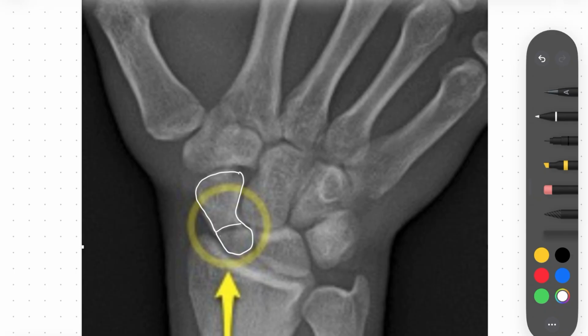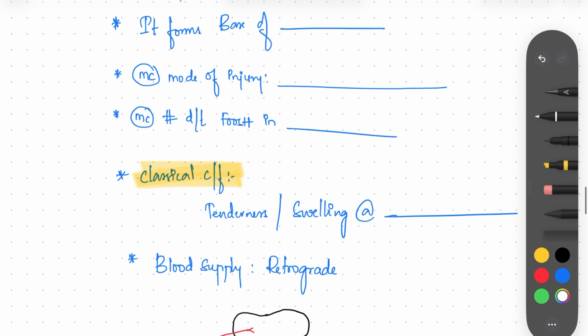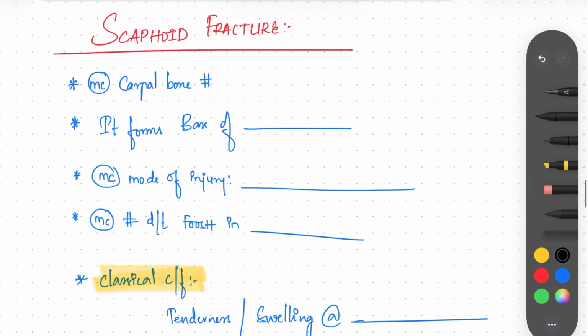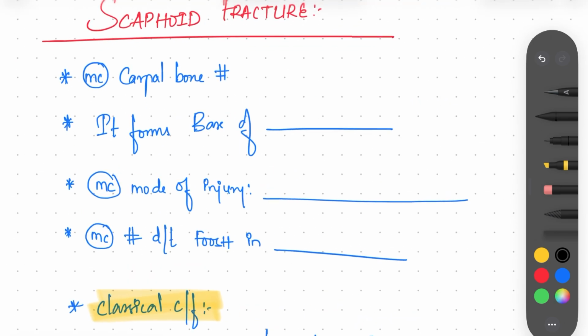So you can see there is a fracture here, right? This is an X-ray of a scaphoid fracture. So let's see the theoretical part now. As I said, it is one of the carpal bones and it is the most common carpal bone fracture. This sign signifies fracture. Scaphoid forms the base of the anatomical snuff box.